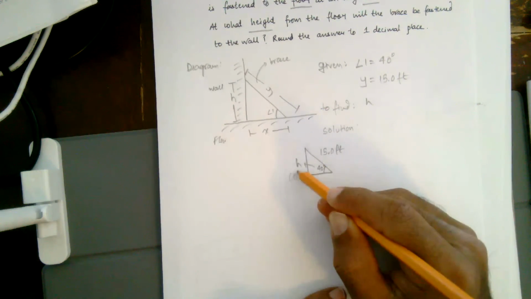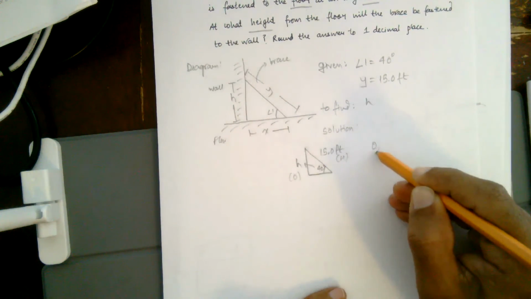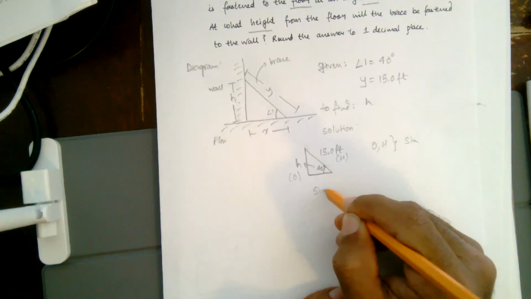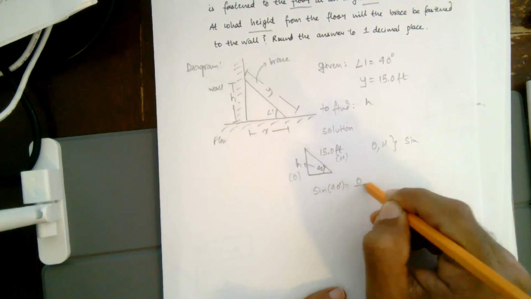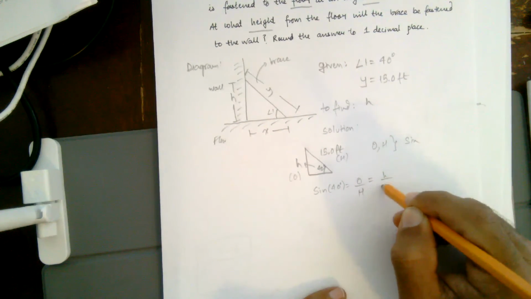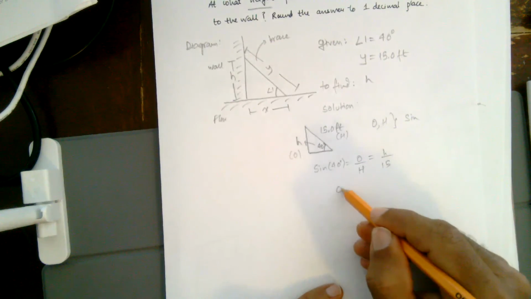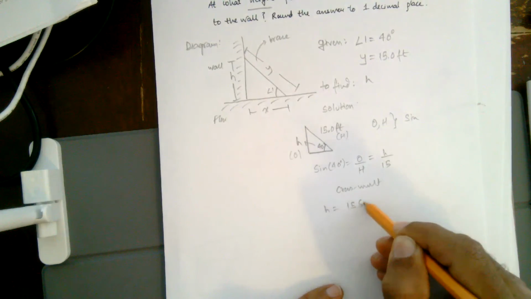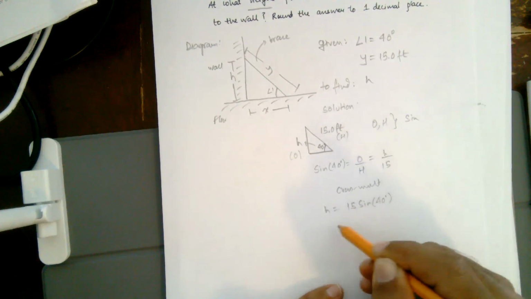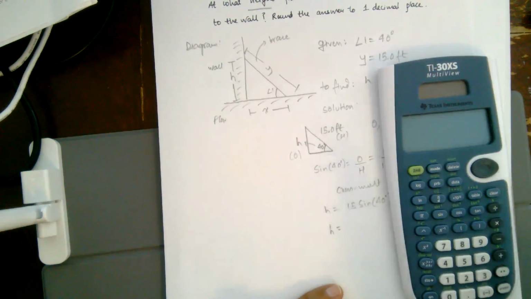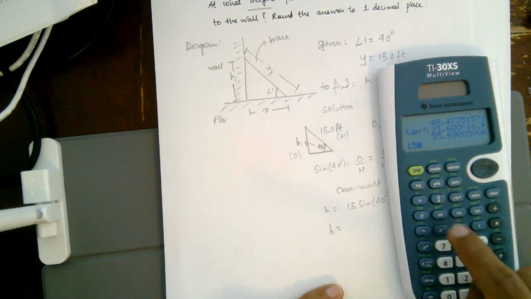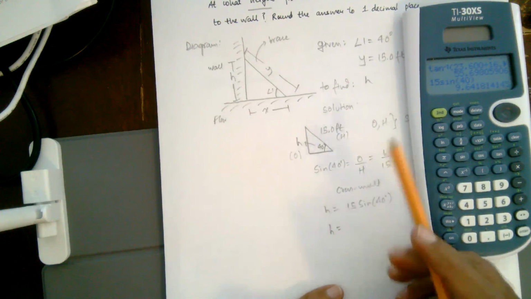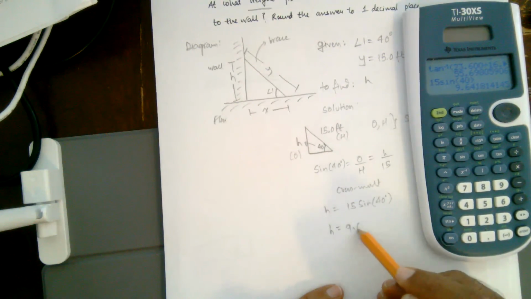The procedure, opposite hypotenuse. Opposite hypotenuse means I'm working with sine. So sine of 40 degrees, opposite over hypotenuse, is H over 15. Cross multiply, H is 15 sine 40 degrees, or plug that in the calculator, 15 sine 40, 9.64, but it says round to 1 place, so 9.6 feet.